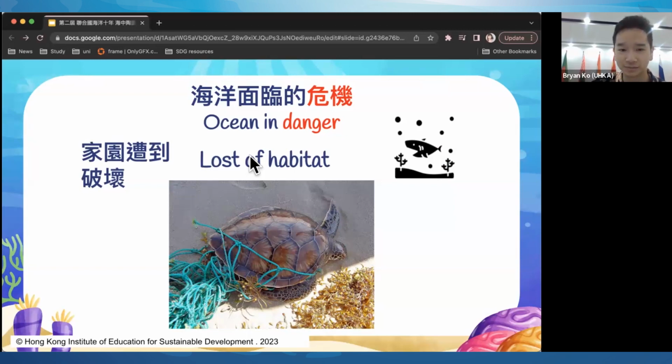And when these animals are being entangled, there would be a limitation to their movements. So this would hinder the ability to hunt other animals and their ability to protect their families. So in other words, we are also directly causing their death over a long time.